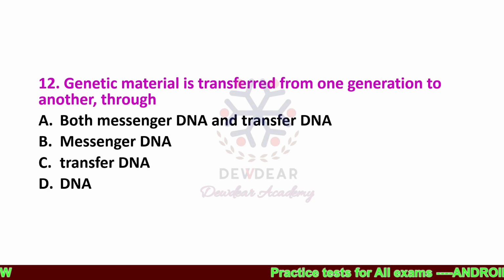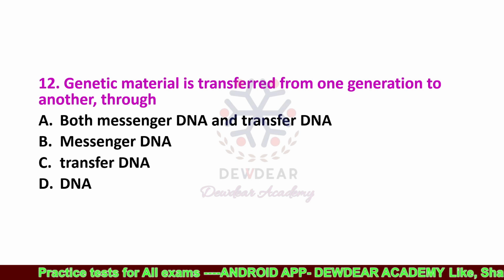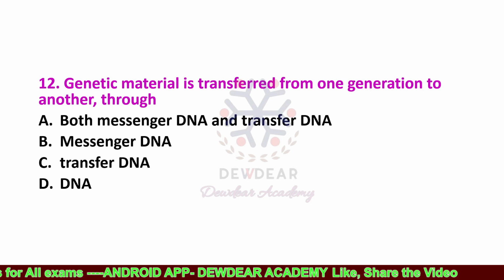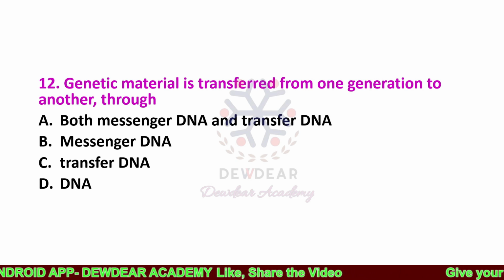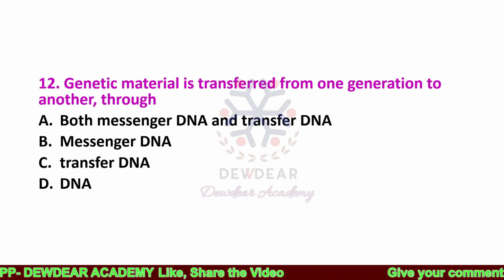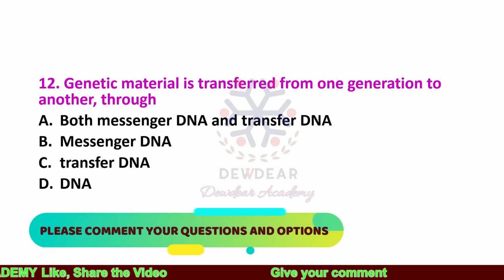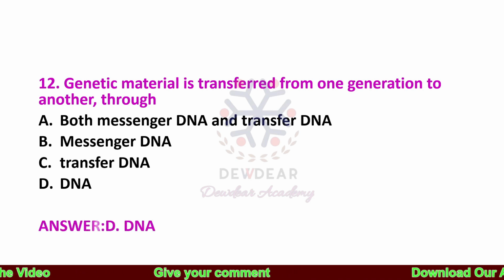Then question number 12, genetic material is transferred from one generation to another through. Options: both messenger DNA and transfer DNA, then messenger DNA, then transfer DNA, and the last option is DNA. So here the correct answer is option D, that is DNA. Through DNA the genetic material is transferred from one generation to another.